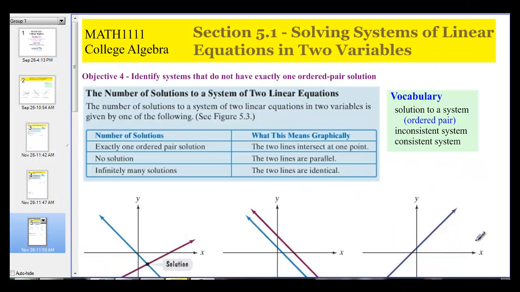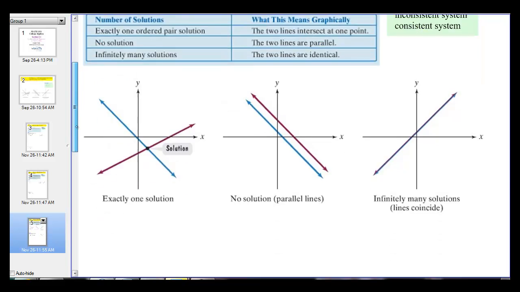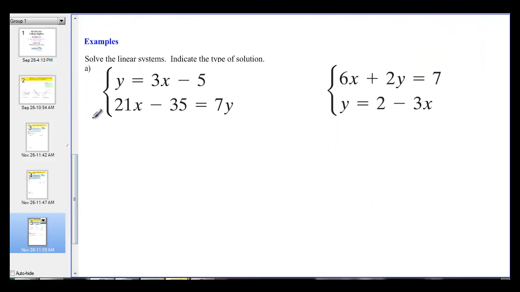So continuing on with solving systems of linear equations in two variables, so far all the examples we've looked at have been like this, where it's been a solution of an ordered pair because the two lines are crossing in one point. Let's look at some other examples. So we're going to solve these systems of linear equations, and we can either use the substitution method or the addition method. Because it's already set up where we have y equals, that's going to make substitution really easy. So we'll substitute this first equation into the second.